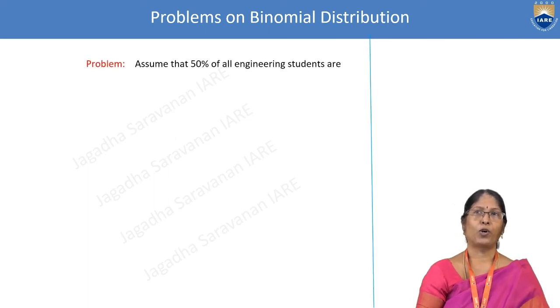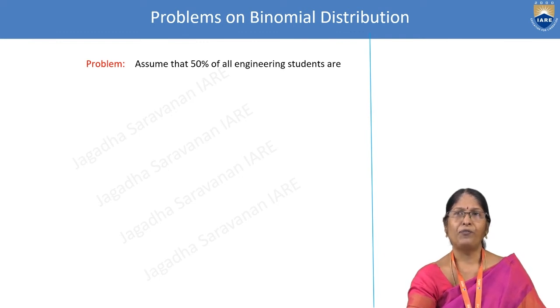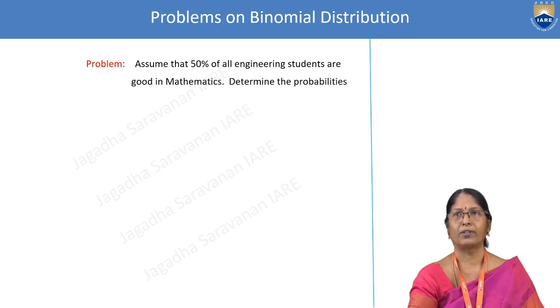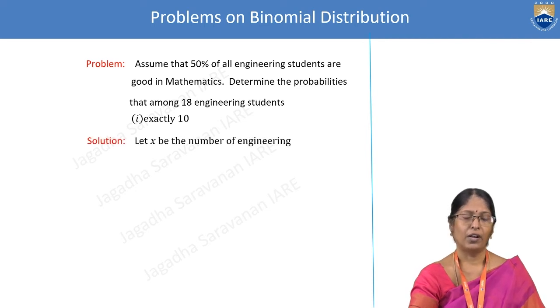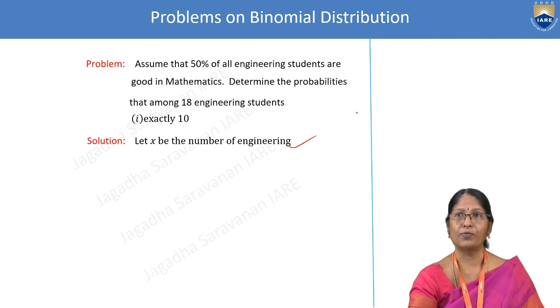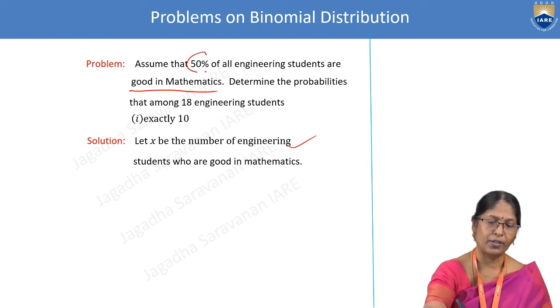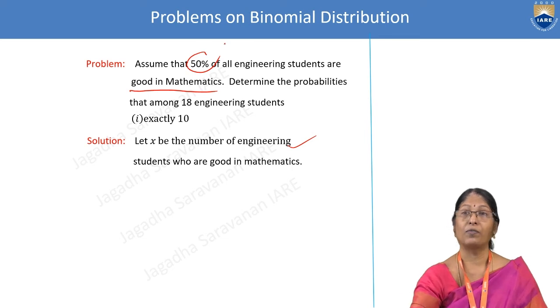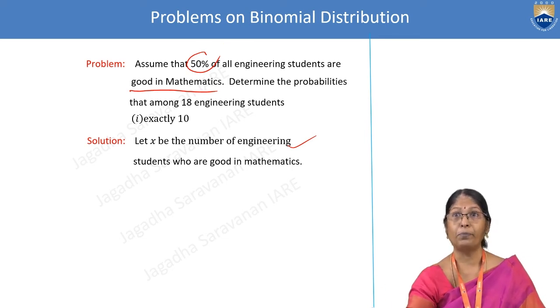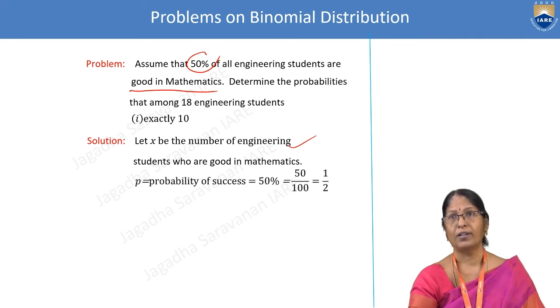So now another problem. Assuming that 50% of all engineering students are good in mathematics, determine the probability that among 18 engineering students, exactly 10 are good in mathematics. Here X is our specific target of engineering students who are good in mathematics. It is given that 50% of the students are good in mathematics, so we have to accept that as our probability of success.